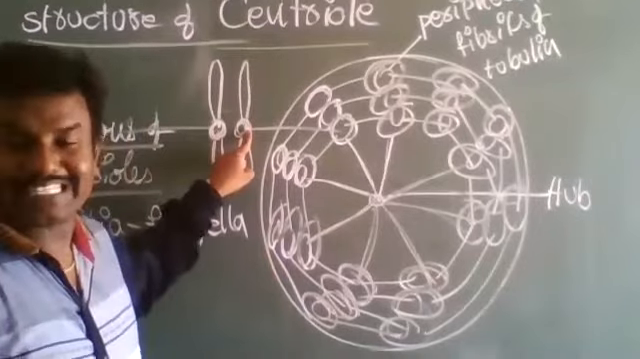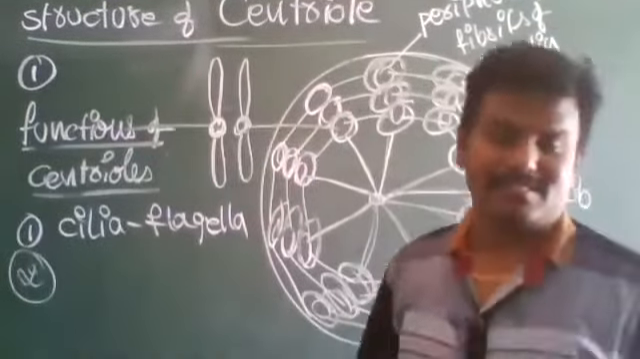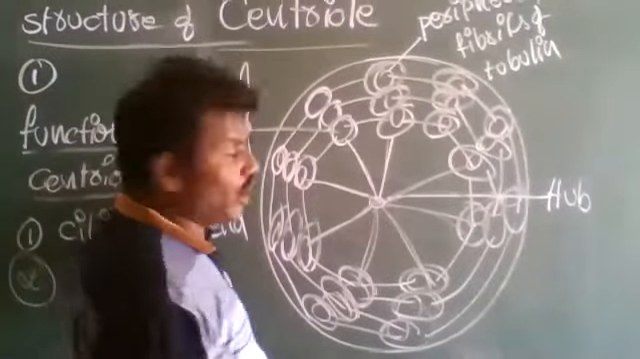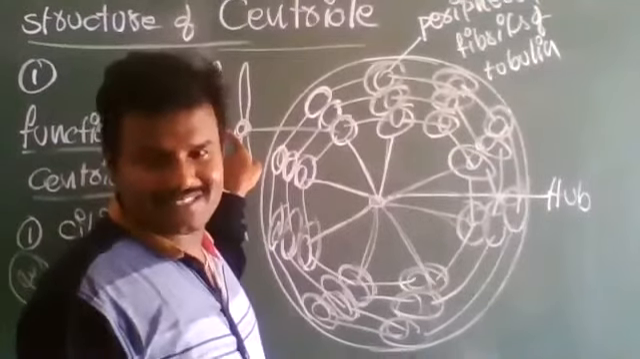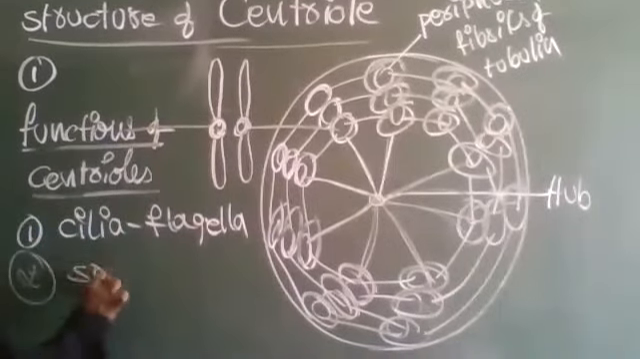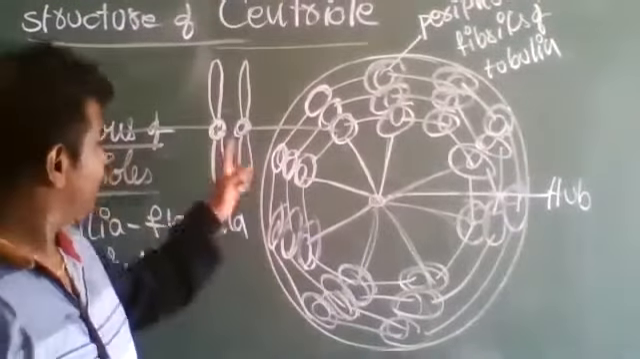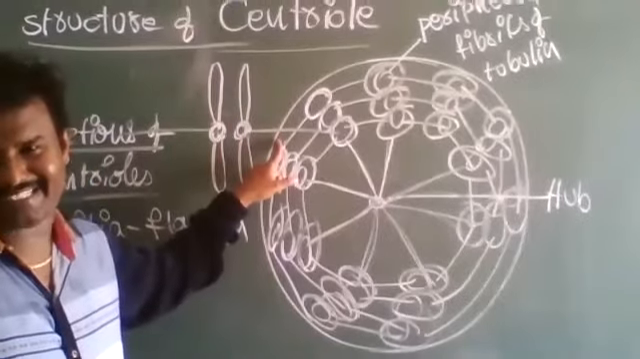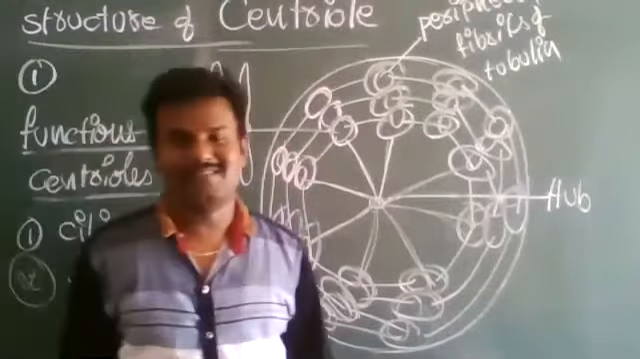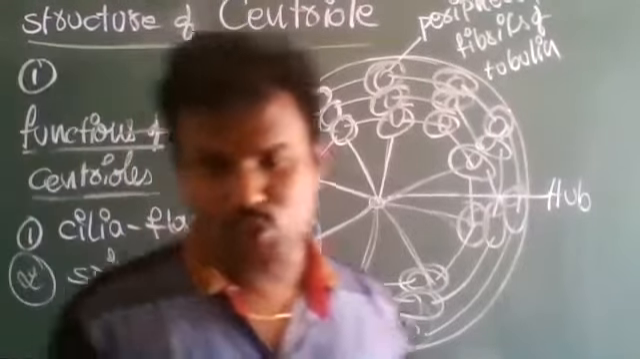Centriole forms spindle fibers on either side. During cell division, if an animal cell is involved in cell division, at that time this centriole forms the spindle fibers. Those spindle fibers are called the spindle apparatus. Okay? Thread-like structures are formed. Centriole forms thread-like structures on either side of the chromosomes during cell division in animal cells. This is the explanation about the structure and functions of the centriole.